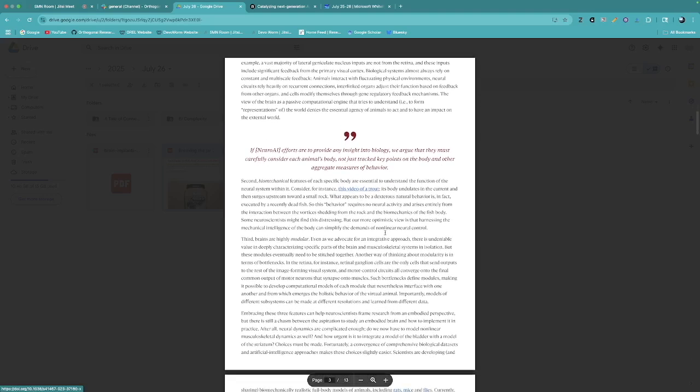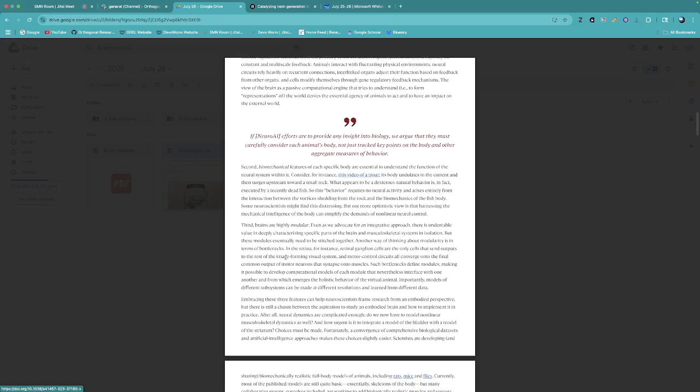And then third, our brains are highly modular. Even as we advocate for an integrative approach, there is undeniable value in deeply characterizing specific parts of the brain and musculoskeletal systems in isolation. But of course, these modules need to be stitched together in a way that's functional and gives us this sort of whole brain activity.